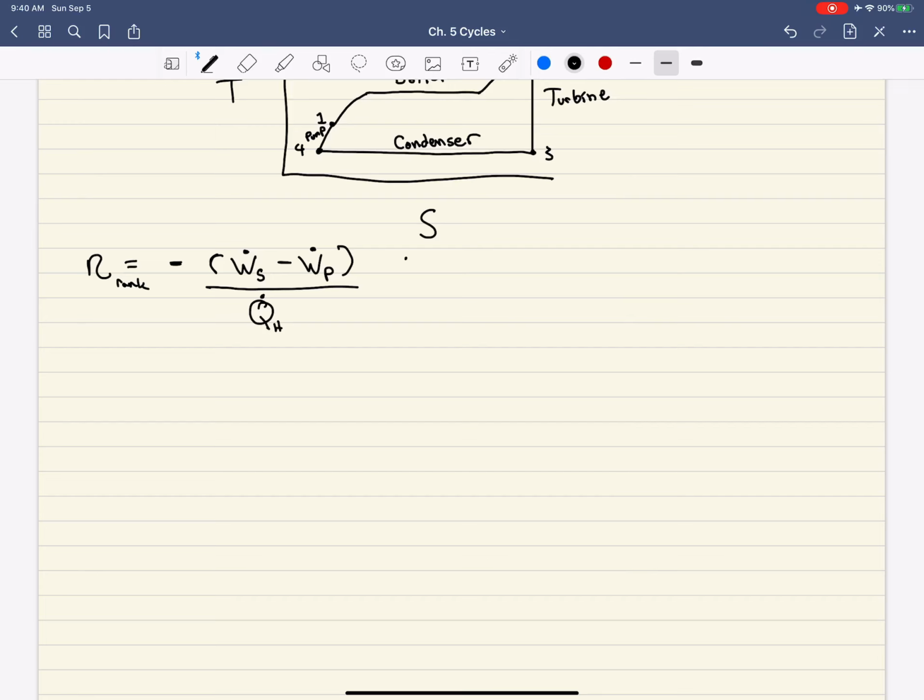And in general, this efficiency can either be equal to or slightly less than the Carnot efficiency, which once again was just 1 minus Tc over Th. All right, and so that depends on if your Rankine cycle is operating reversibly or if there's some irreversibilities that are affecting the process.